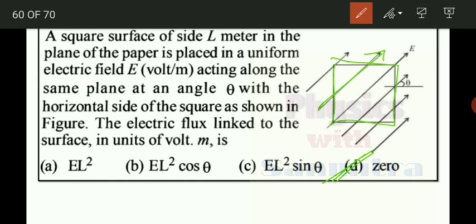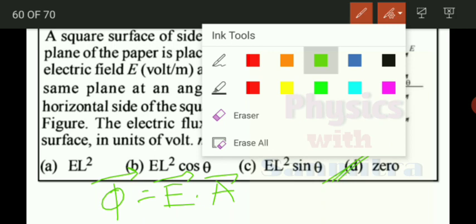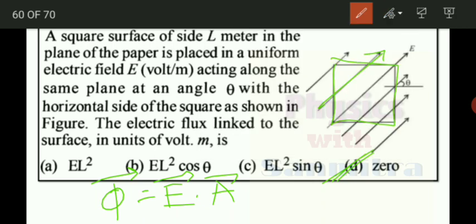And you know what flux is? Flux phi is E dot A. And what is the area vector? The area vector is always perpendicular to the plane of the area. The plane is lying in the paper, so the area vector is a dot, meaning outside the paper. So it is making 90 degrees. So E dot A is E A cos 90 degrees, that is 0.